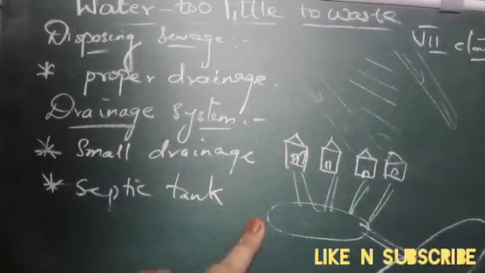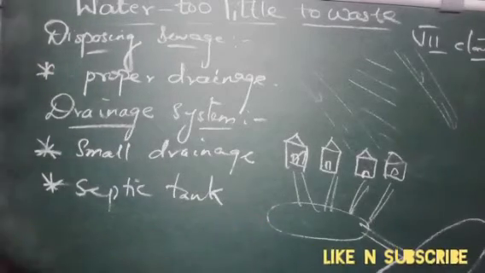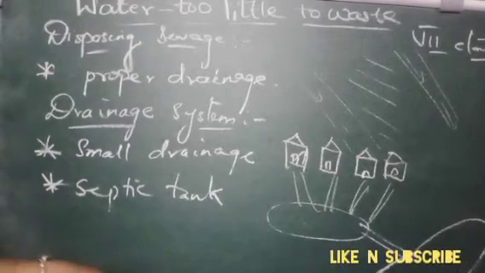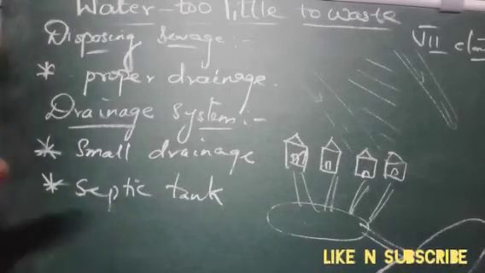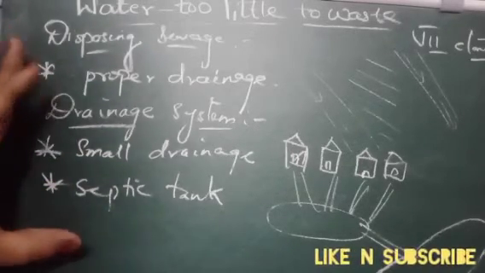Which are again connected to the pipelines, right? So till here we have learned about the drainage systems, and we have learned about how the other methods are there except the water treatment plant. What are the different methods that we can dispose this wastage?